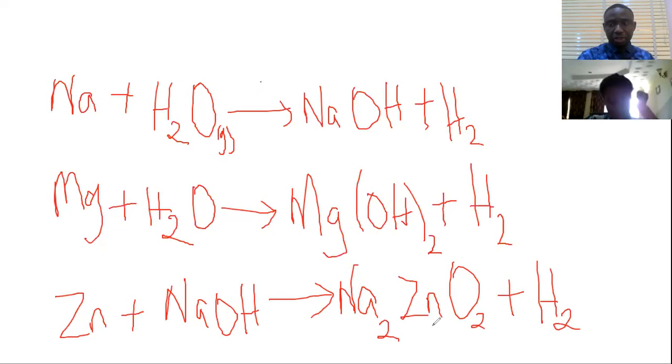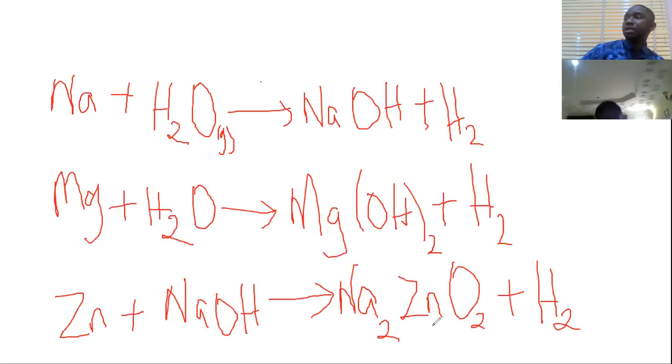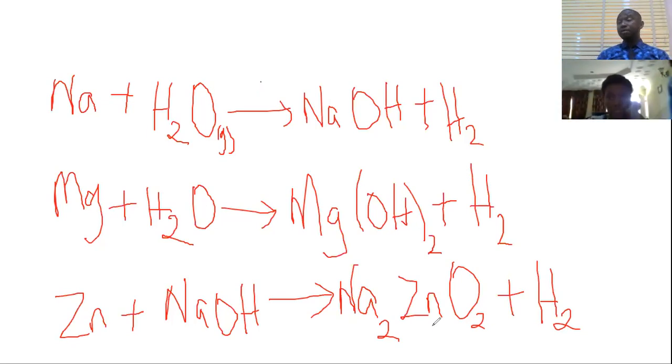The next thing we'll do is preparation of dry hydrogen. If we're going to be preparing dry hydrogen, like we said, the hydrogen that was produced would pass through calcium chloride, or it can pass through tetraoxosulfate(VI) acid, which is also a drying agent. Calcium chloride is also a drying agent.